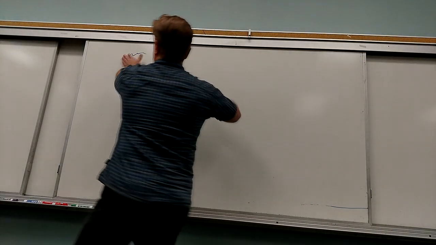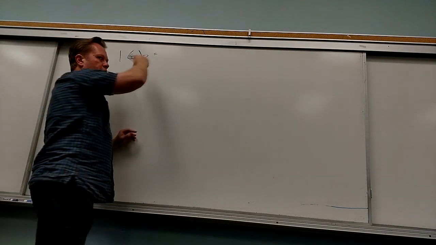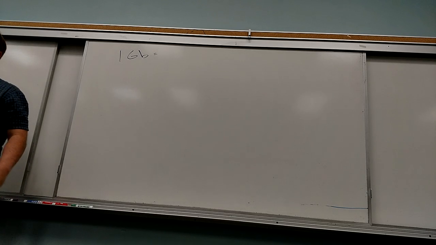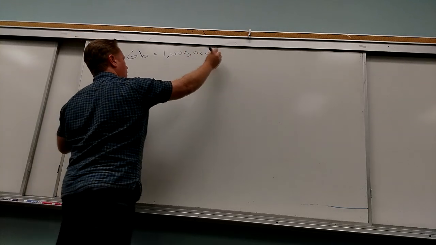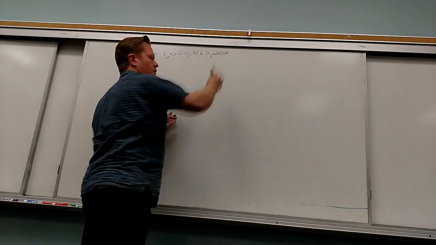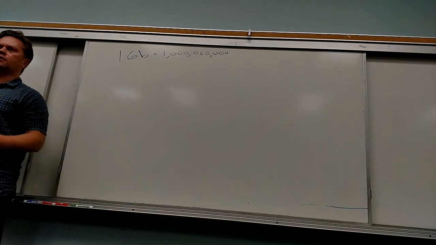1 gigabyte is 1 billion bytes of information. $1 billion. How do I write 1 billion? So this is 1,000. This is a million. That's 1 billion. I like 1 billion. All right, so that's that piece.